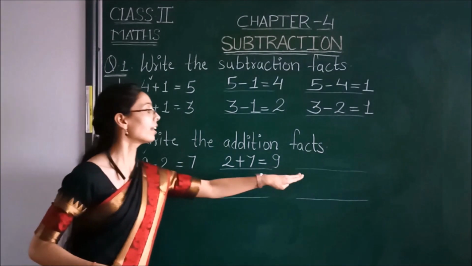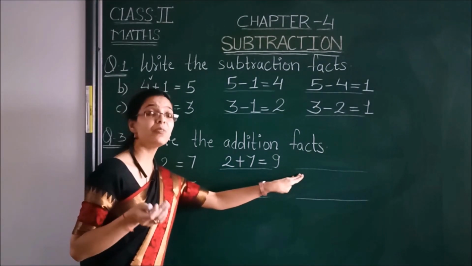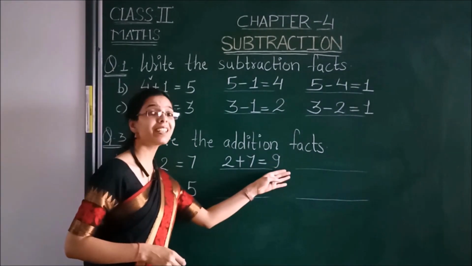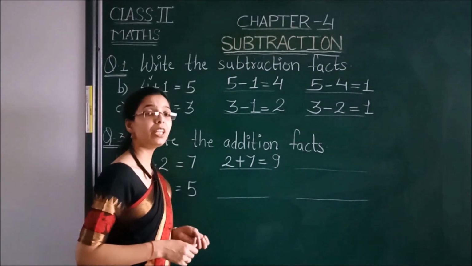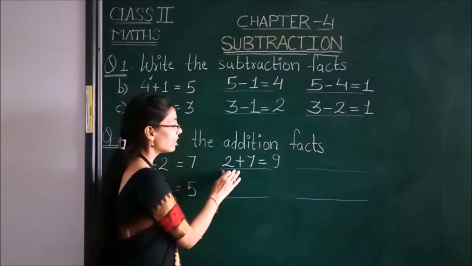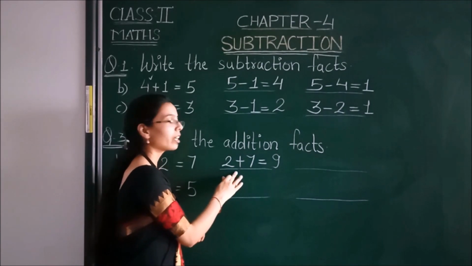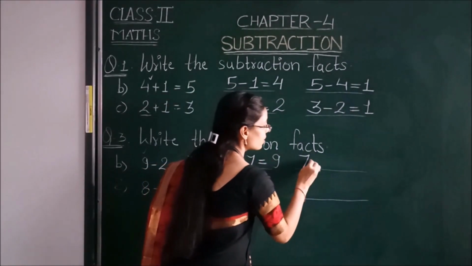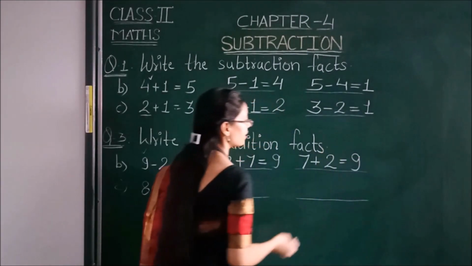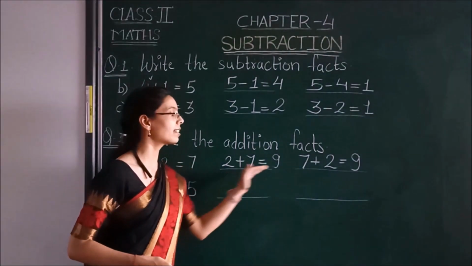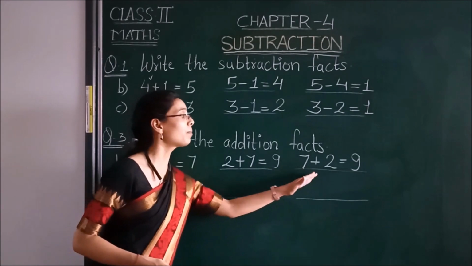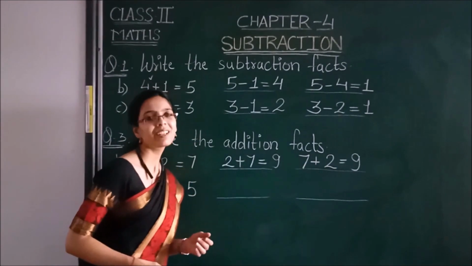Next. How will we write another fact? When we write this subtraction fact, we can write these numbers in any order, and we will get the same answer. So 7 plus 2 is equal to 9. Only the order is changed here. 2 plus 7 is equal to 9 and 7 plus 2 is also equal to 9.